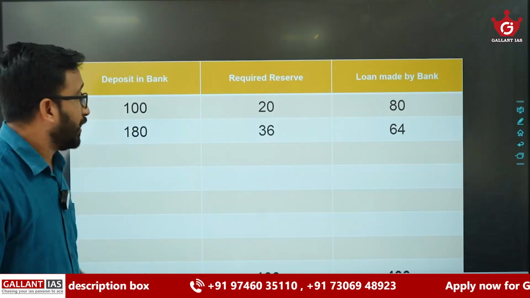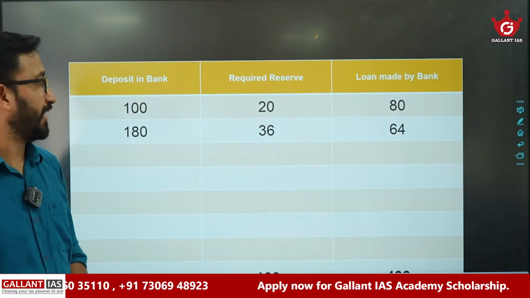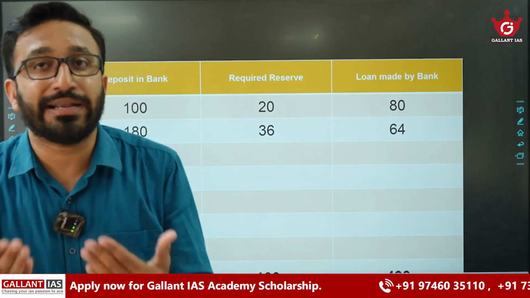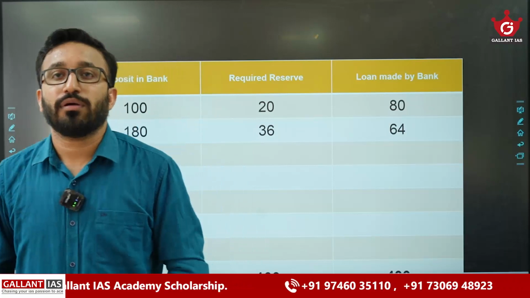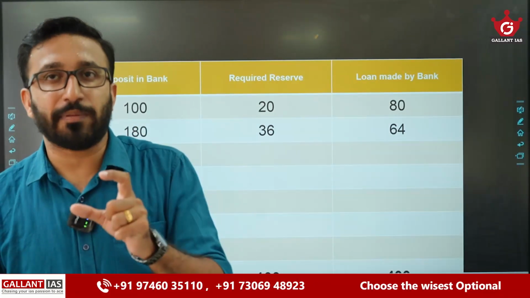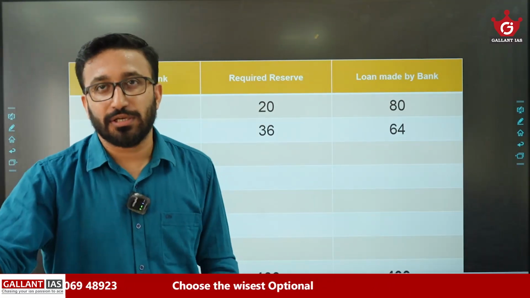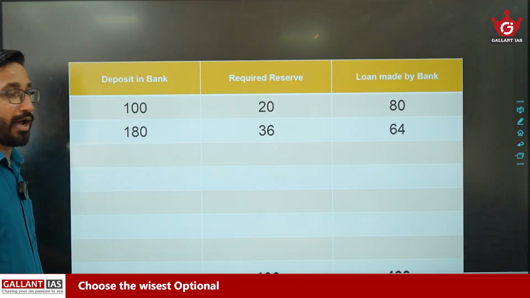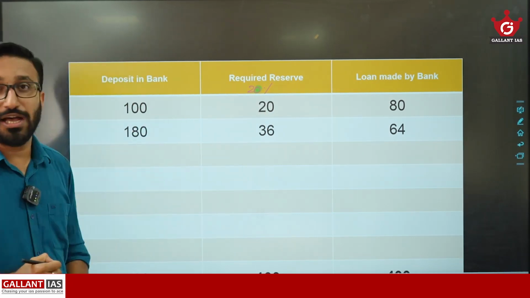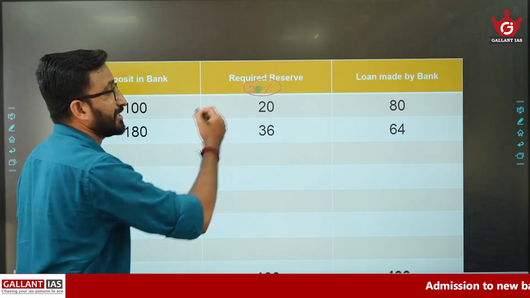Okay. Suppose a person X made an initial deposit of 100 rupees in this bank. Banks will not lend out their entire deposits as loan. So they will keep a reserve, a particular amount aside to meet some emergencies. Here in this case, I have kept aside 20%. So 20% is the required reserve. 20% of the deposit will be kept as reserve in this case.